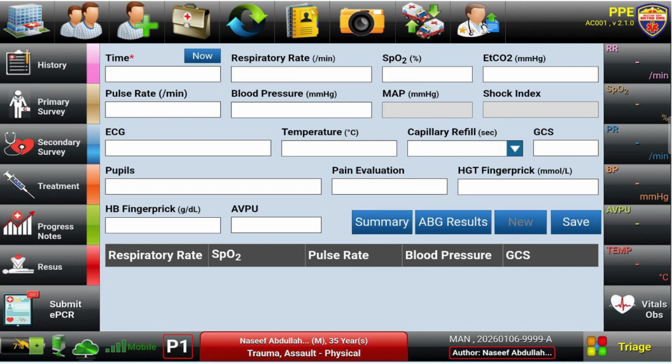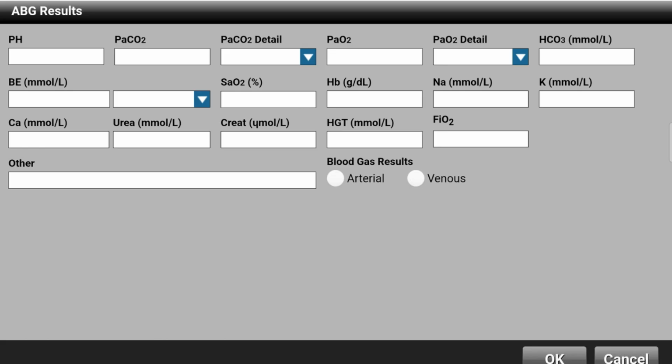Patients who are triaged red are required to have at least 3 sets of vital signs recorded as per standard operating procedures: 1 at Alpha, 1 en route to Bravo, and 1 at Bravo. Certain tabs may expand for more elaborate detail, like that of ABG results, pain evaluation, and GCS.